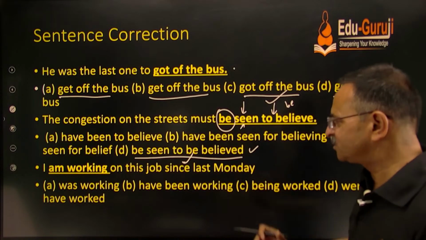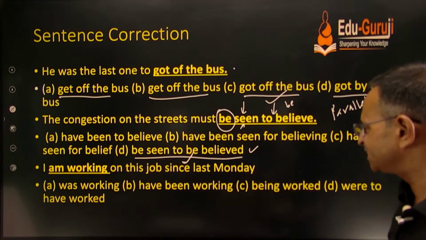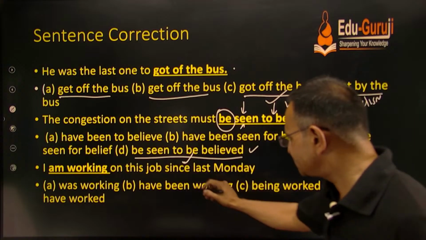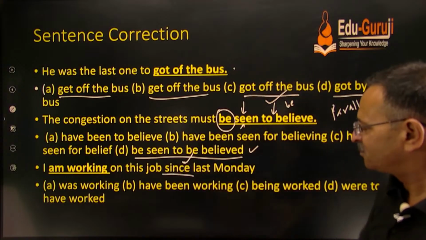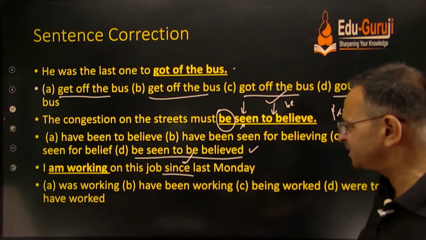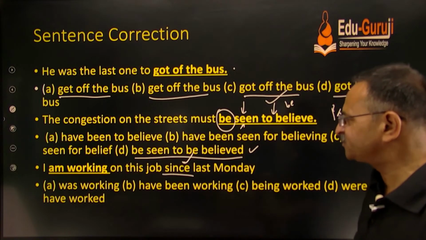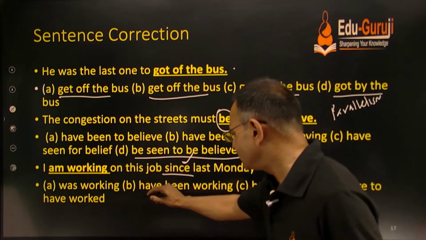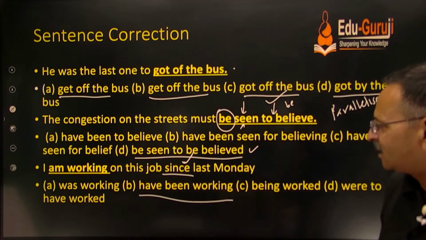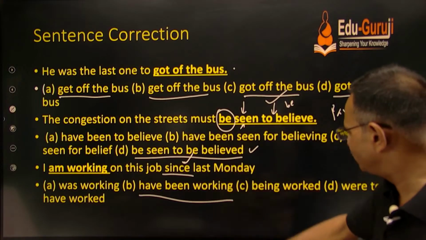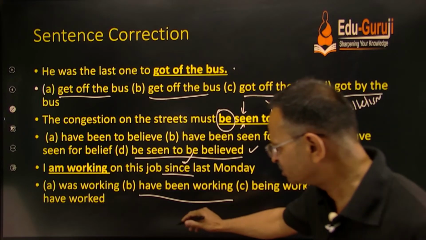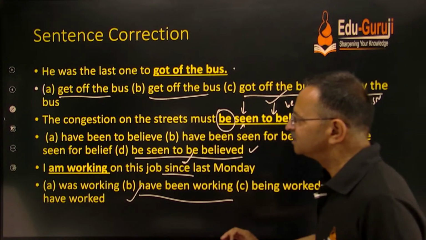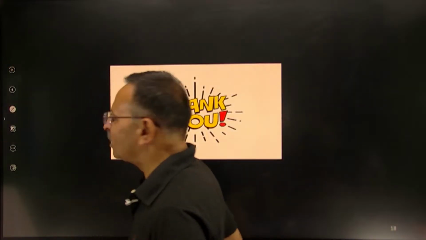Then the last one is, I am working on this job since last Monday. This is because again the preposition "since" has come, so obviously it is an inviting case for the present perfect. So what we need is, I have been working on this job since last Monday. So here we would be using the option B, because this is a perfect tense, right? So that is all about it.